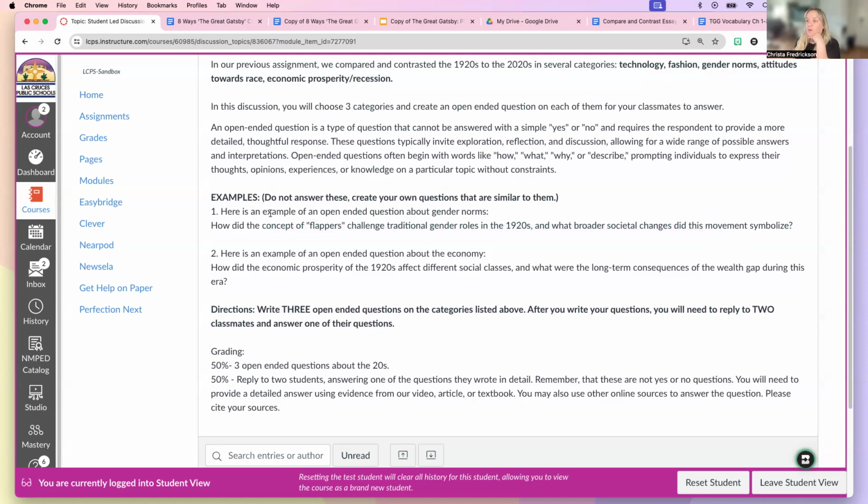So here's an open-ended question example. How did the concept of flappers challenge traditional gender roles of the 20s? And what broader societal changes did this movement symbolize? So this gives someone a lot of information. They're going to talk about flappers, they're going to talk about gender roles of the 20s, and they're going to talk about societal changes. And so that is a question that you're going to create.